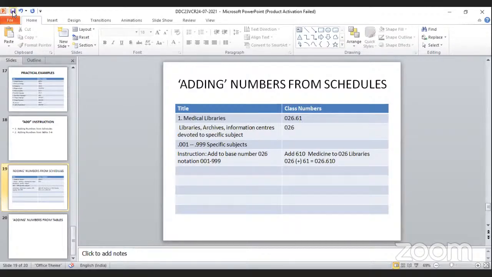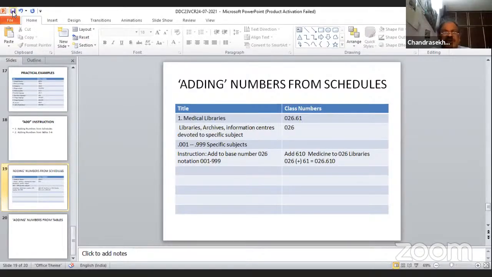For example, here you see, add 610 medicine. What is the number for medicine? 610. Okay, 610 is medicine. This is added to 026. So 026, then 610. After the first 3 digits, you have to put a full stop there. So it will be 026.610.